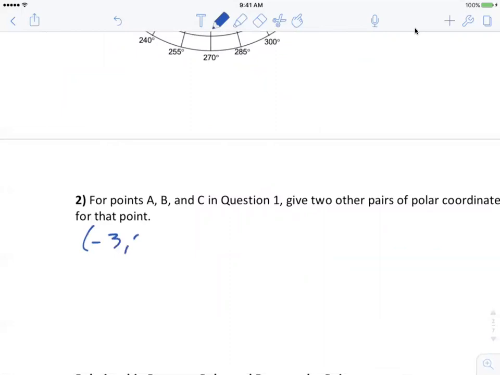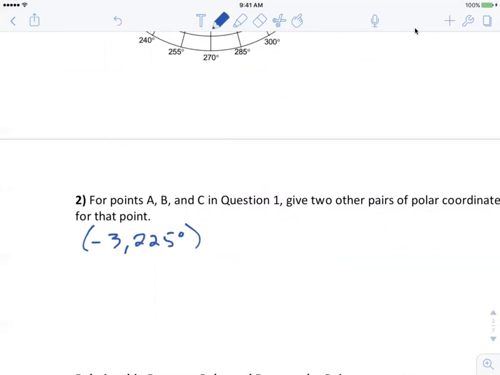-3, 225, you see that? Because that means go 180 degrees in the opposite direction of 225, because it's a -3. So that would put you at 45 degrees. It wants 2, so how about another one?